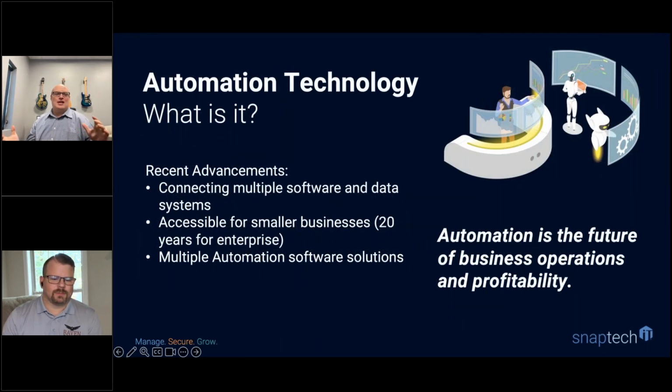So automation technology, what is it? Jared, I would love if you would jump in on this and maybe talk even a little bit about where some of these weird terms come out, like RPA, or just automation, and the difference between it and AI. Yeah, I mean, when it comes down to it, automation really isn't a concept that started in the IT space.